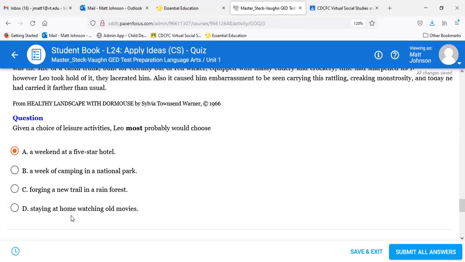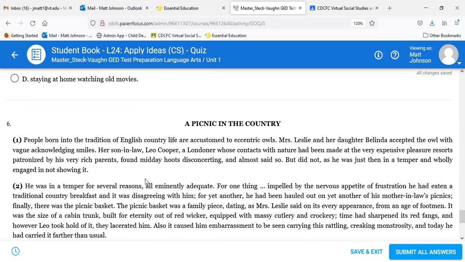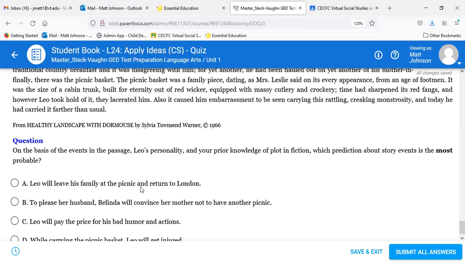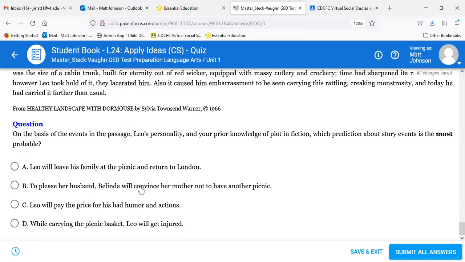Going to camping in a national park, forging a trail through a rainforest. Yeah, staying at home watching old movies, that might apply to him. But we know he seems to have a taste for sort of the upper crust, right? The high society. So A would fit with him, a weekend at a 5-star hotel. And Christiana, how about you read number 6 for us?